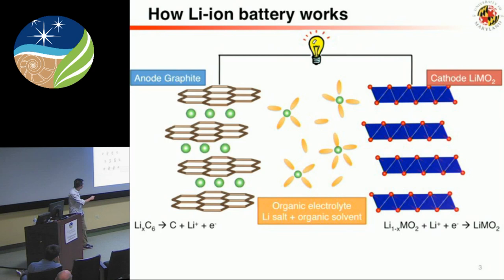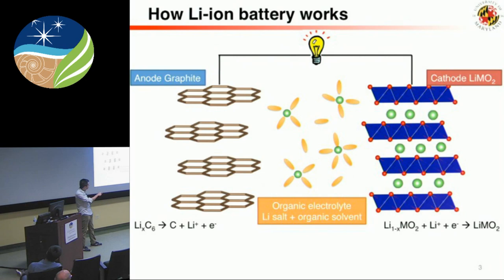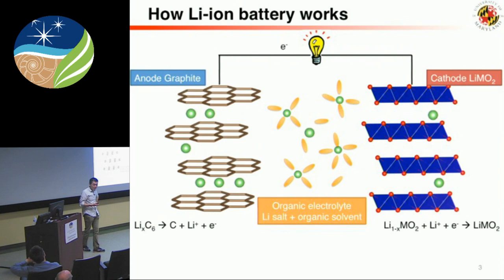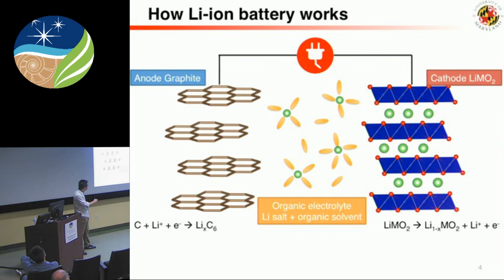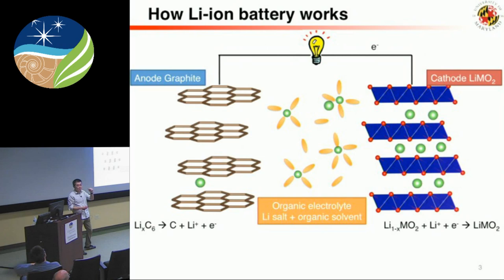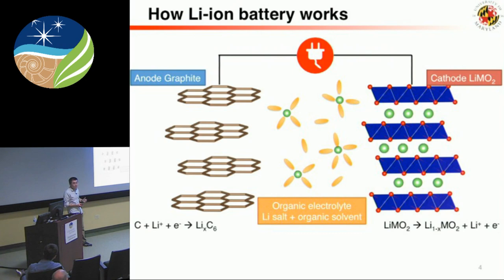For those of you who don't know much about batteries, I'll give you a quick background on how a lithium-ion battery works. This is a schematic diagram. On the left is the anode, which is usually made of graphite, and you can see the layered structure. The cathode is usually a lithium transition metal oxide, such as lithium cobalt oxide. In the middle is the electrolyte. During discharging, lithium moves out of the graphite layers and inserts into the transition metal oxide layers. This is called an intercalation reaction. In the meanwhile, the electron, which is blocked by the electrolyte, goes through the external circuit, so you can harness that reaction energy.